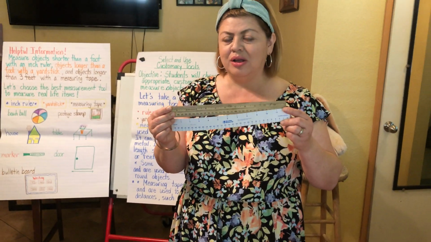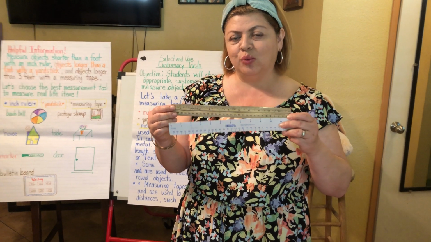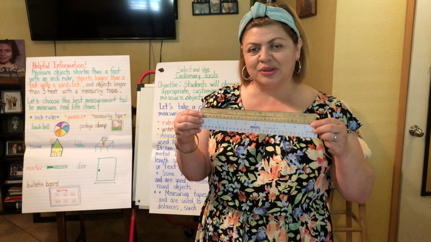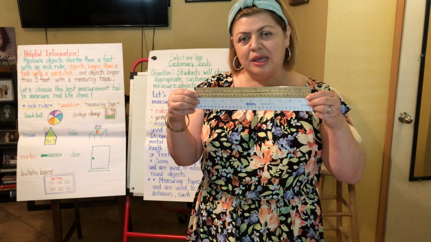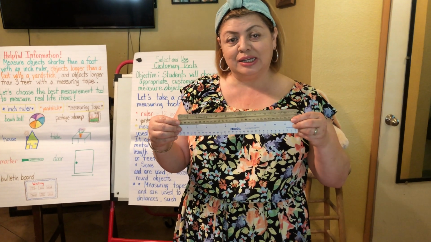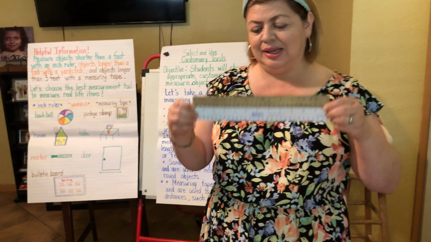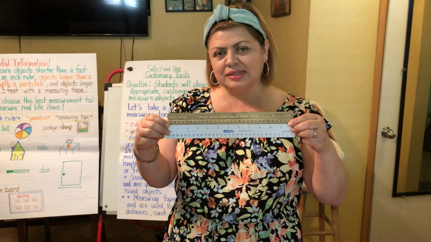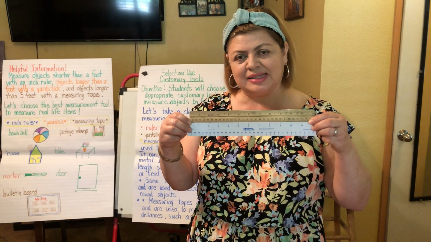And if you recall, how many inches in a ruler? If you said 12, you are correct. There are 12 inches in a ruler, and a ruler is 1 foot long. So that's some of the information that we learned and practiced in our previous lessons.